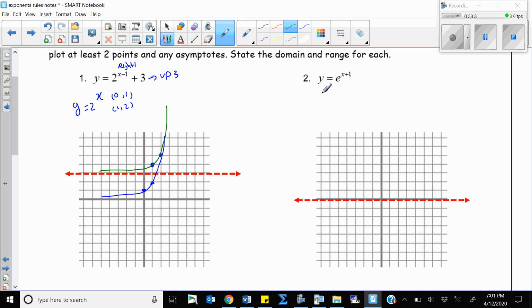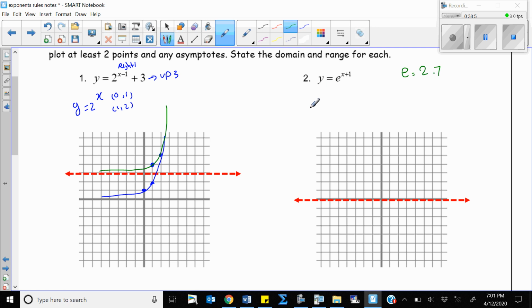Next one, y equal to e to the power of x plus 1. First of all, keep in mind that e is just called the Neperian number and it's equal to 2.7. So the base is basically 2.7. Because this is a famous number, we call that e. So if you see e, do not freak out, just 2.7.